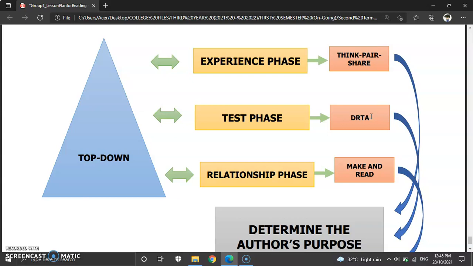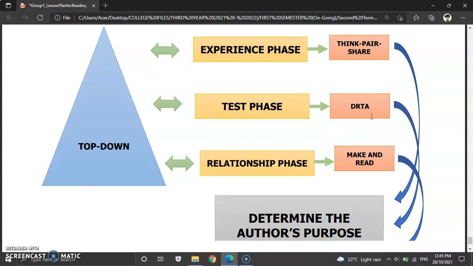And what will be the techniques of the teacher to achieve this strategy or method? Basically, the teacher will ask questions about their predictions out of the text. So that is in our DRTA, sorry.